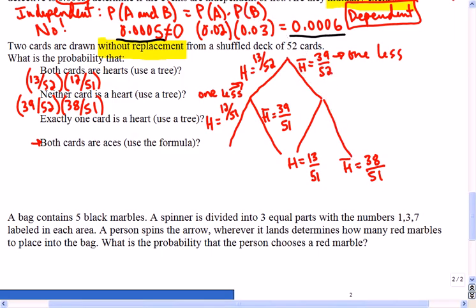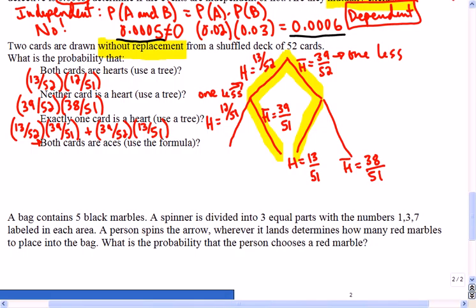Okay, exactly one card is a heart. So that means I want one heart but no heart there, and no heart but one heart there. So that's exactly one of them being a heart. And if I look at those branches, that's going to be 13 out of 52 times 39 out of 51. And then on the other branch, it's going to be 39 out of 52 times 13 out of 51.